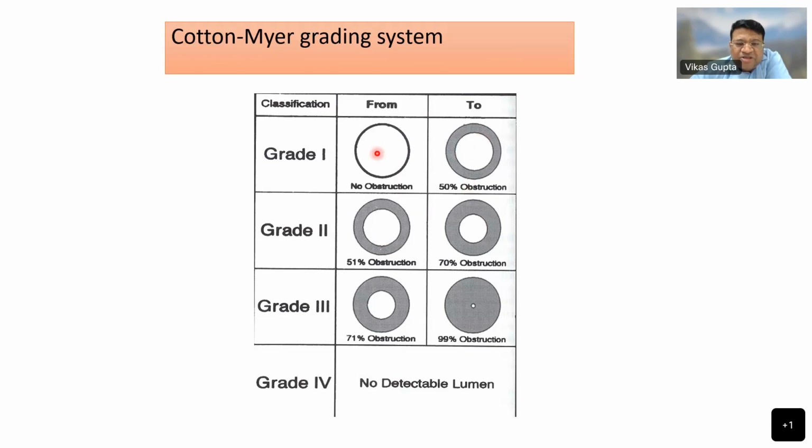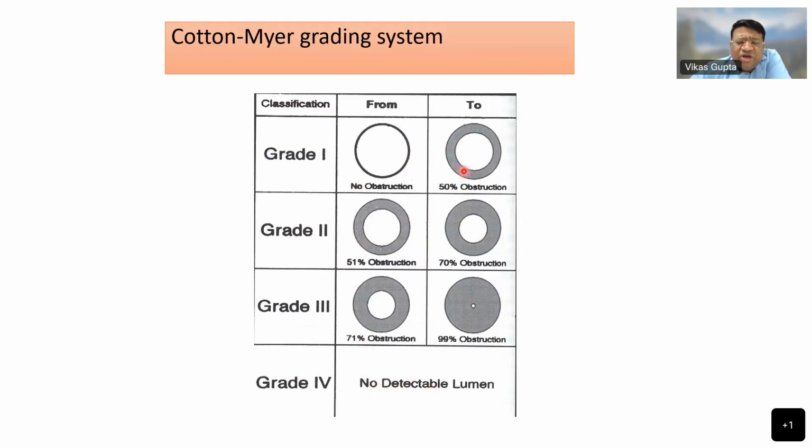The white part is the patent airway, the black part is the stenotic or obstructed part. So 51 to 70% is grade 2, grade 3 is 71 to 99%, and if there is no detectable lumen, like if we put in an endoscope and it hits a soft wall with no lumen to go through, it is a grade 4 stenosis. So we do see all these kinds of patients.